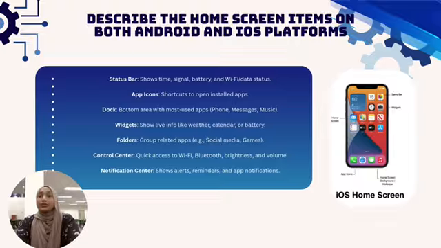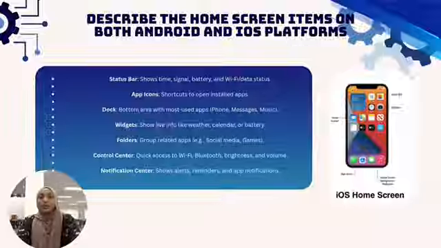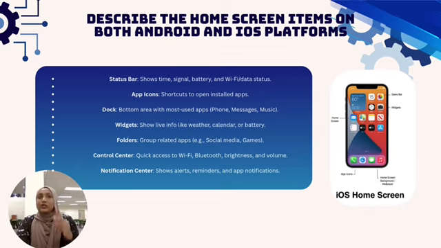Next, we have the control center, which can be accessed by swiping down from the top right. It provides quick access to Wi-Fi, Bluetooth, flashlight, brightness, and volume. And lastly, we have the notification center, which is opened by swiping down from the top. It shows alerts, reminders, and notifications from the apps. These are the main parts of the smartphone interface that help users manage their apps and settings easily.